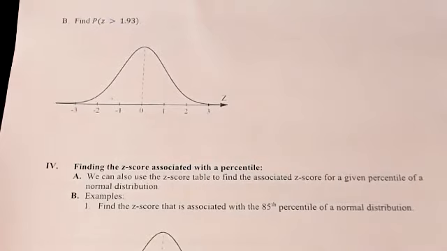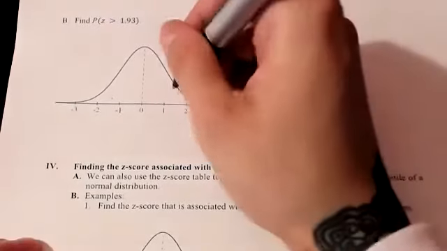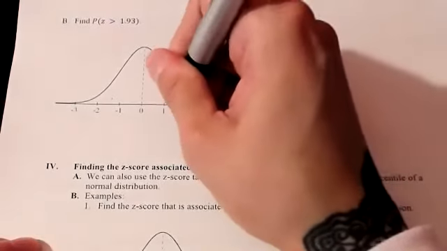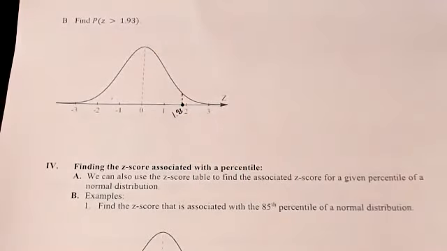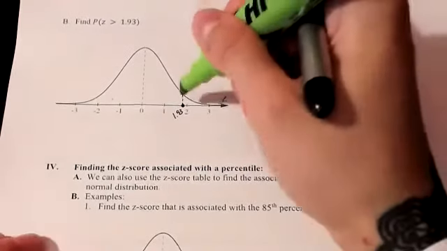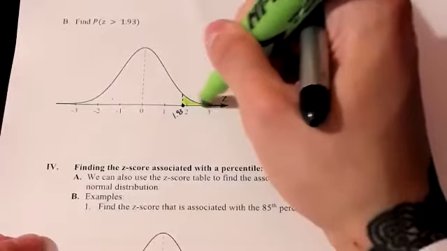All of those are looking fantastic. So 1.93 is approximately here. 1.93. We draw our dotted line up. Notice we want the probability to the right because it says z is greater than 1.93. So we're going to shade this region.